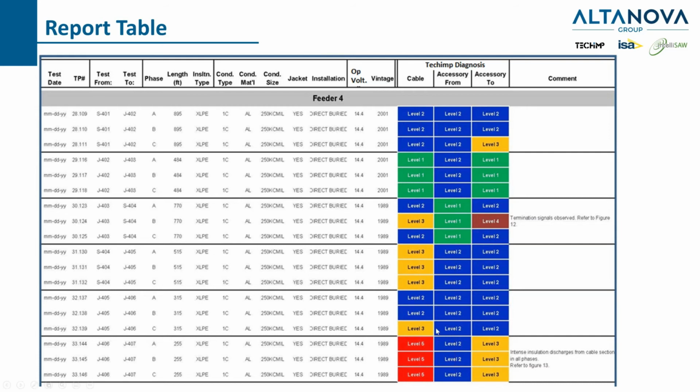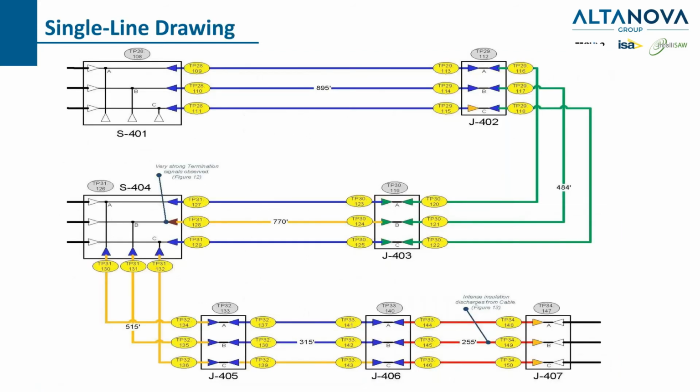Now, what I want to show you is something that we developed, which is a one-line drawing with all the information that I just gave you. So here is your level 2 cable, your level 3 termination, your level 4, and down here is your level 5 A, B, and C. All right. So our customers really, really like this one line. It's really easy to read.